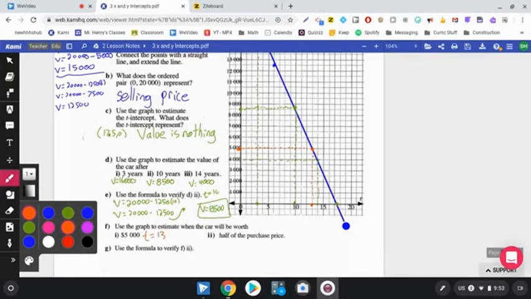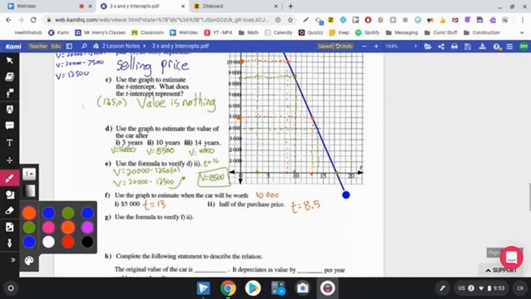Okay. And then the next one says half of the purchase price. Well, if it was $20,000 when I purchased it, half of that would be $10,000. So I go to 10,000, go over to the graph, see where that value happens. Not perfectly lined up, so I'm going to go down right in the middle of these two values. Looks like it's in the middle of 8 and 9. So I don't know, let's guess 8.5. It might be an estimate. It might actually be 8.4 or 8.6 or whatever. I might not be perfect on that.